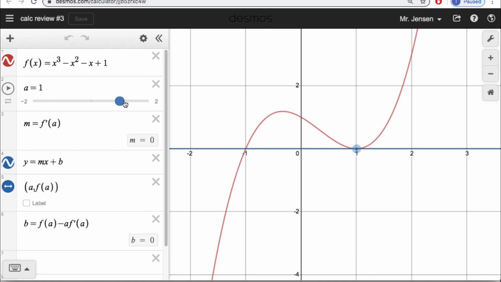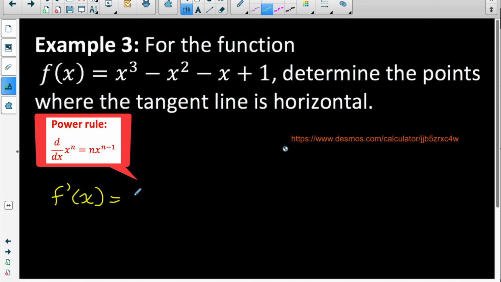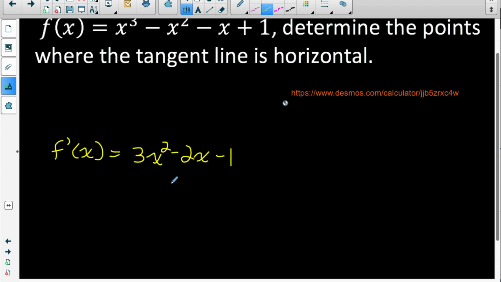So I'm looking for when is the equation of the derivative equal to 0, and then that will tell me when the tangent line is horizontal. So what I have to do is find the equation of the derivative, which I can just use the power rule for with each of those terms and get 3x squared minus 2x minus 1. And now I'm interested in when will I have a horizontal tangent, so when is the instantaneous rate of change 0? So when is the derivative 0?